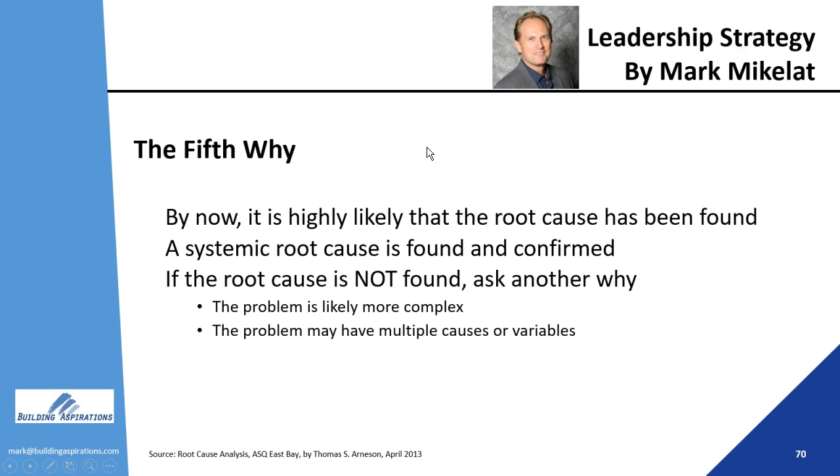Now, the fifth why. It's highly likely by now that the cause has been found. Because if you go 5 whys, it's an exception within an exception within an exception within an exception. I mean, you could have cascading errors, a domino effect that causes all these things. Typically, that's not the case.